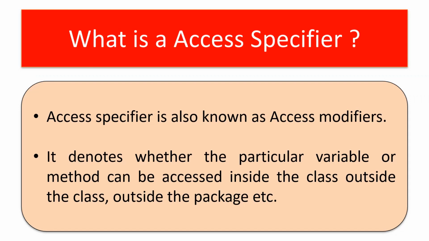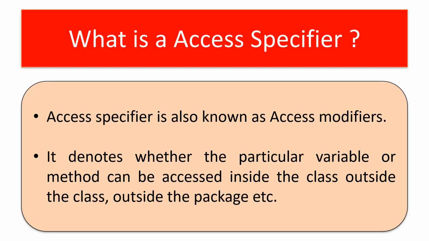So what is an access specifier? An access specifier in general creates a boundary line for a variable or a method, defining from where it can be accessed and from where it cannot be accessed. Access specifiers can also be called access modifiers. As per this second point, it denotes whether the particular variable or method can be accessed from.